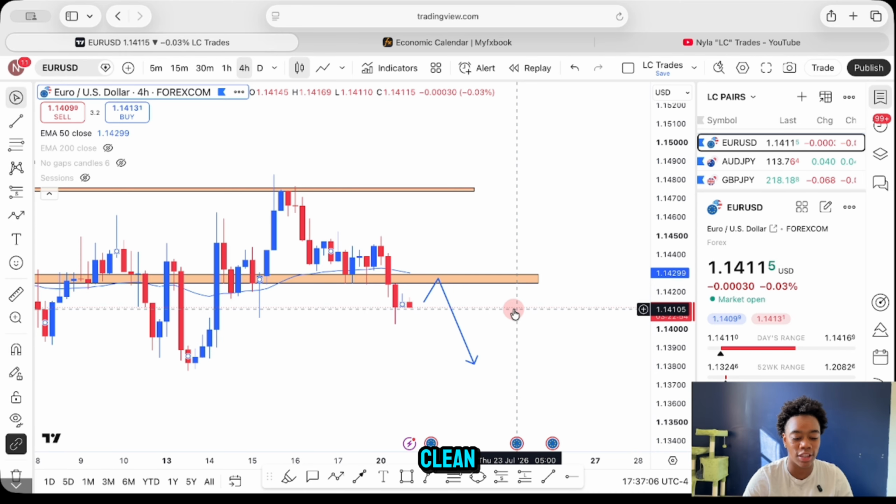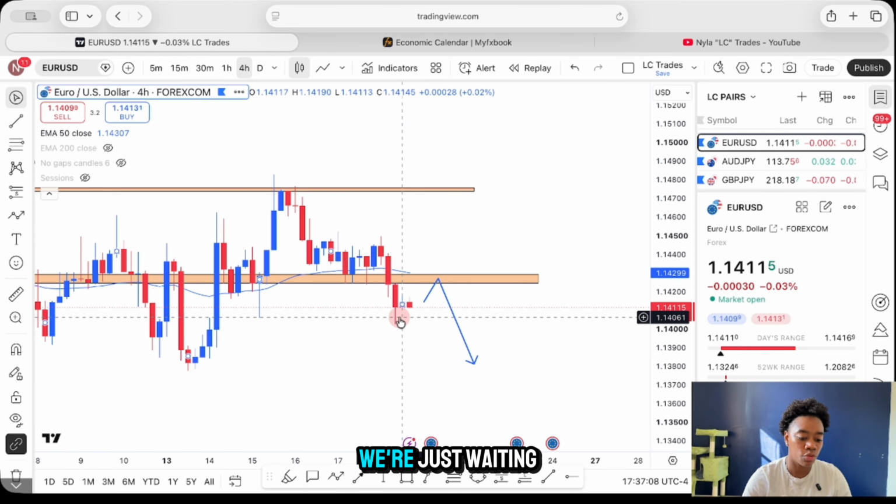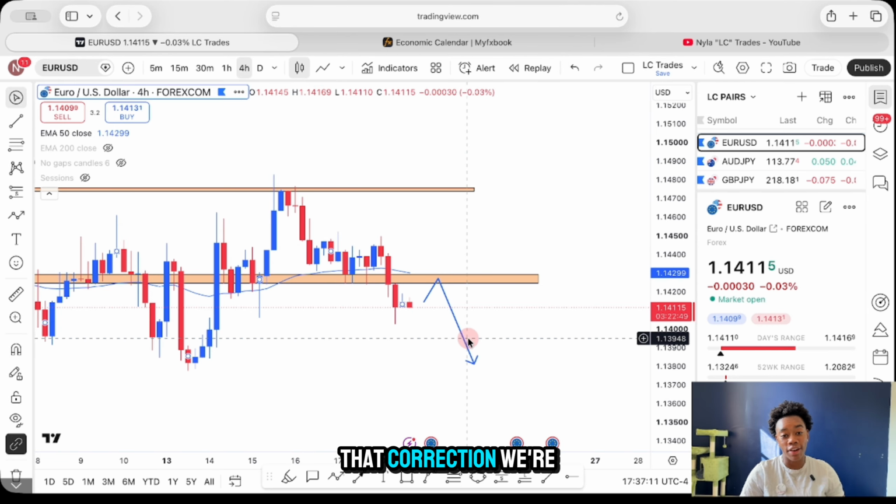So why is this such a high probability setup? Because it just looks super clean. It already gave us the indication. We're just waiting for the correction. Once we get that correction, we're going to get that continuation candle, and then boom, we're good.